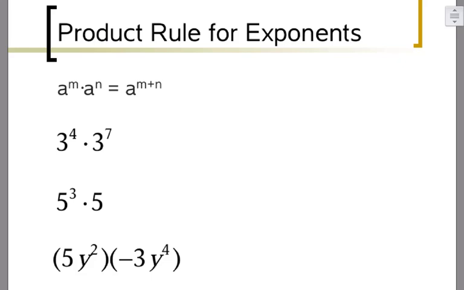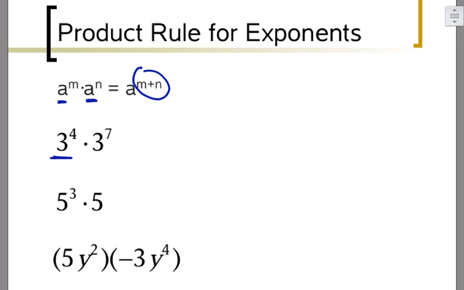Alright class, we're going to begin with the product rule for exponents now. And we have two bases that are the same, and when they're the same and you're multiplying them, you go ahead and add the exponents. Here in the formula you see a to the m power times a to the n power, and you just add the m and the n.